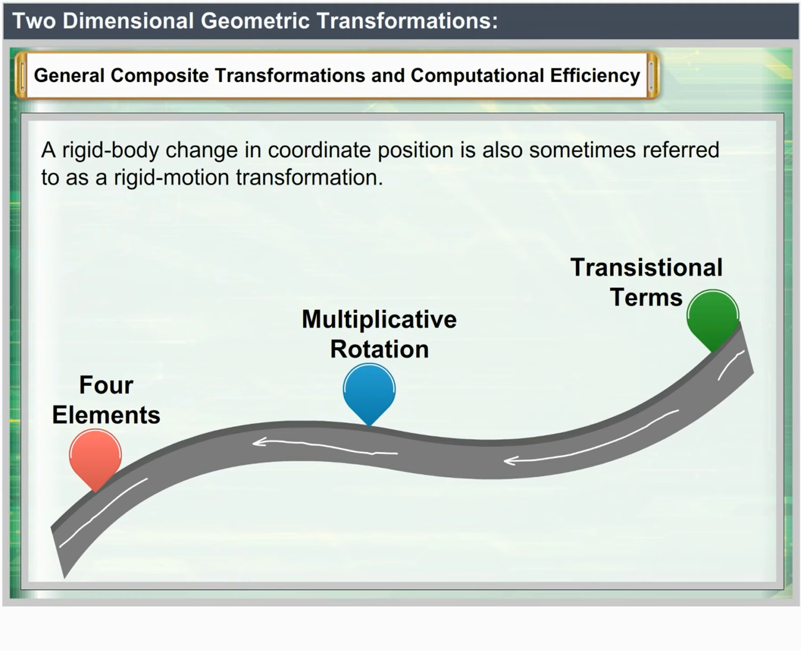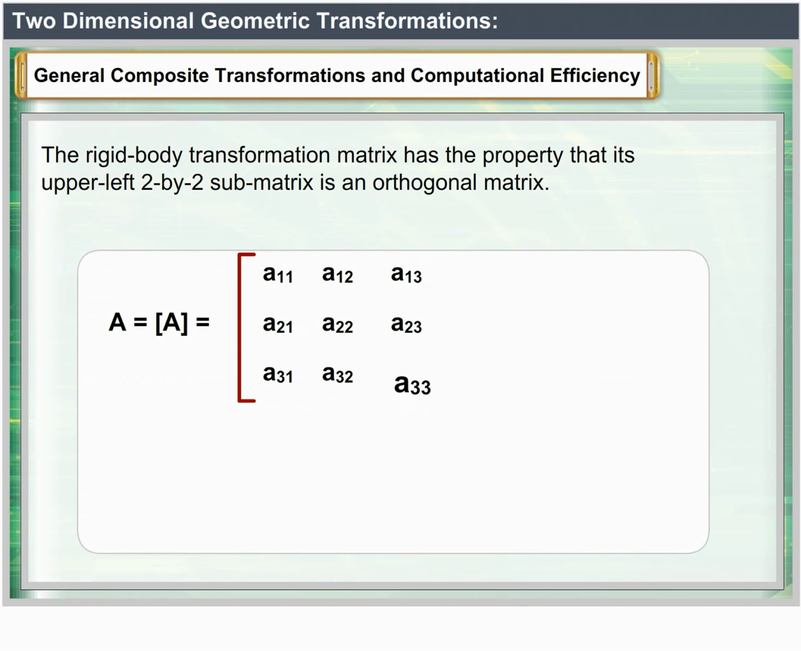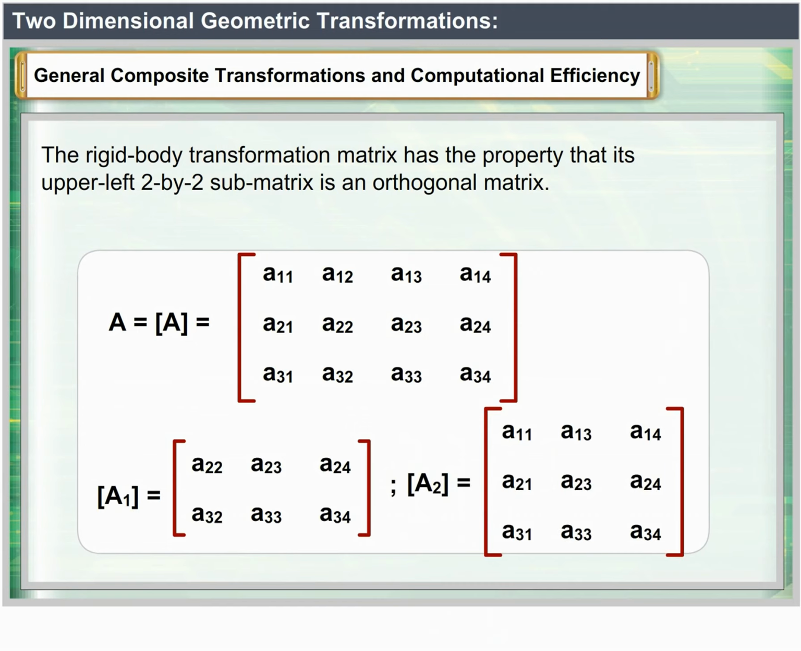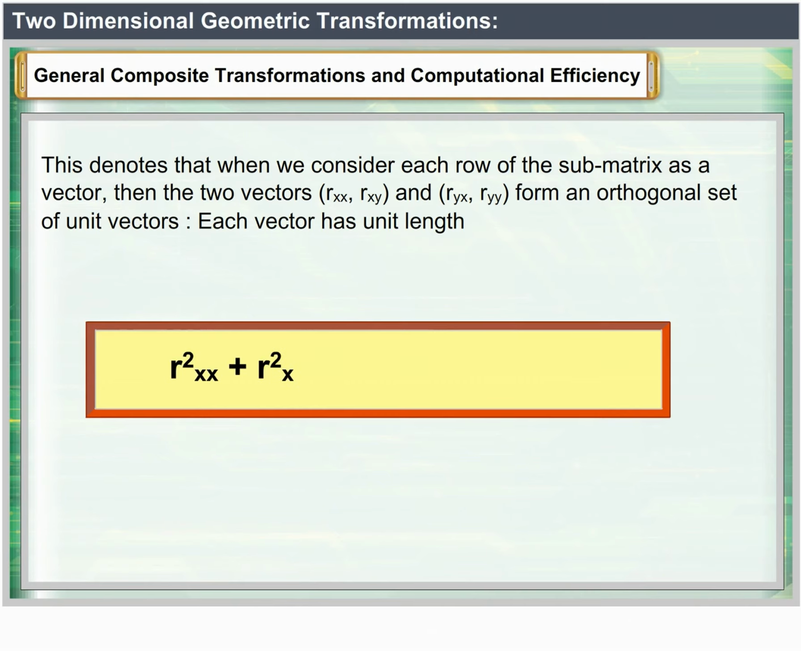The rigid body transformation matrix has the property that its upper left 2 by 2 submatrix is an orthogonal matrix. This means that if we consider each row of the submatrix as a vector, then the two vectors Rxx, Rxy and Ryx, Ryy form an orthogonal set of unit vectors. Each vector has unit length: Rxx squared plus Rxy squared equals Ryx squared plus Ryy squared equals 1. And the vectors are perpendicular. Their dot product is 0: Rxx Ryx plus Rxy Ryy equals 0.